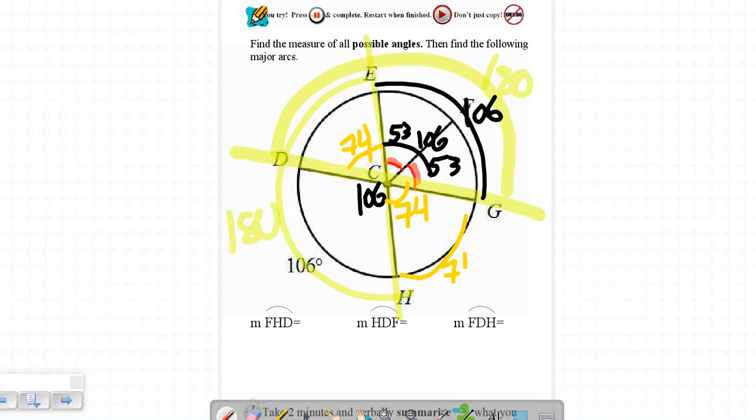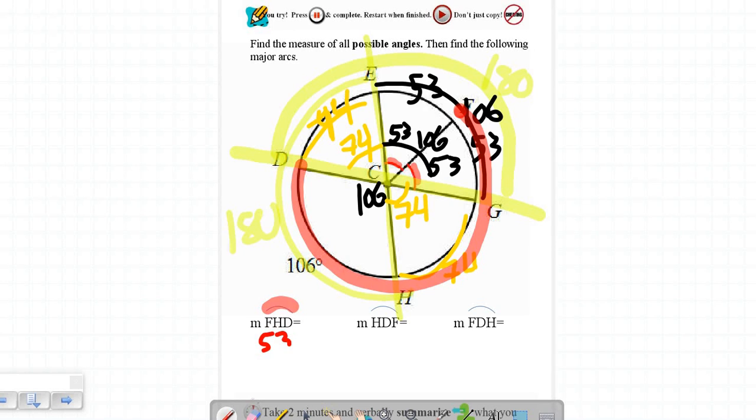74, let's get those outer arcs, 74, 74, 53, 53, and we just check, we got all our arcs and all our angles. Now, we're going to find the major arc FHD. You have to go in that exact order, FHD. So like this, go around, FHD. That's the red, and that's going to be 53, 74, and 106.